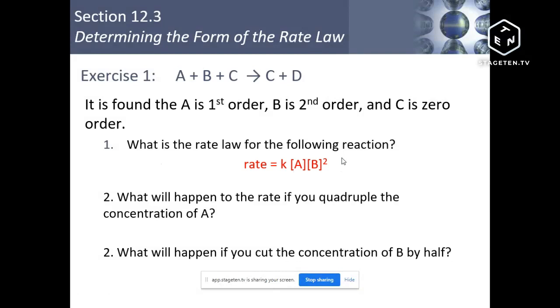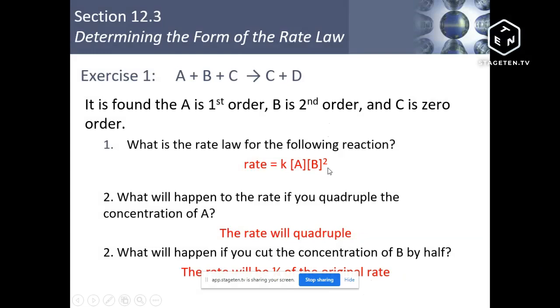And then the next part: what will happen to the rate if you quadruple the concentration of A? Well, A was first order, so whatever change I do to A, that's going to happen to the rate, so the rate is going to quadruple. And then what will happen if you cut the concentration of B in half? It would be 1/4 of the original value, and the reason why it's 1/4 is because B is a second order reactant.